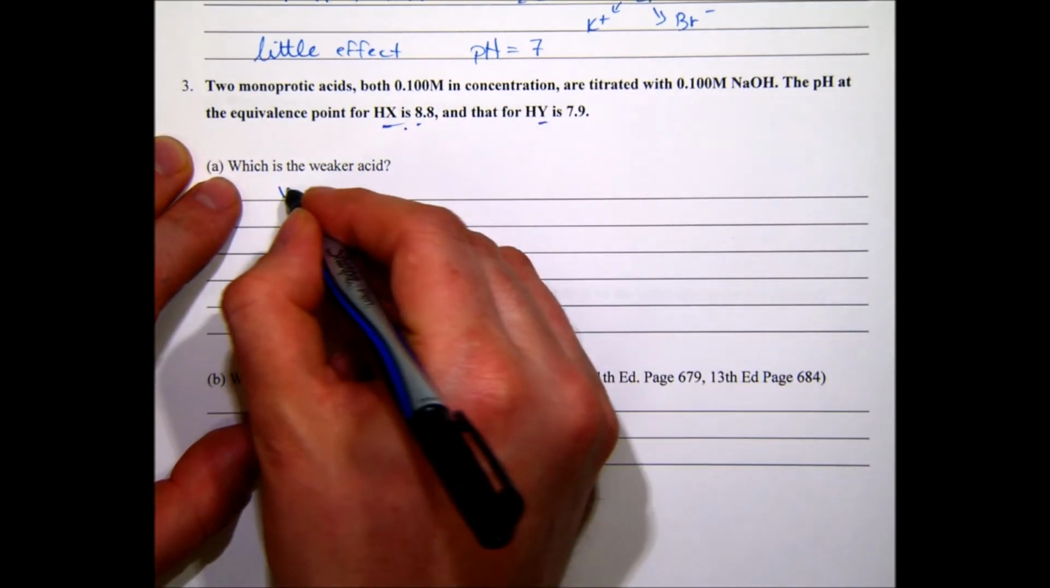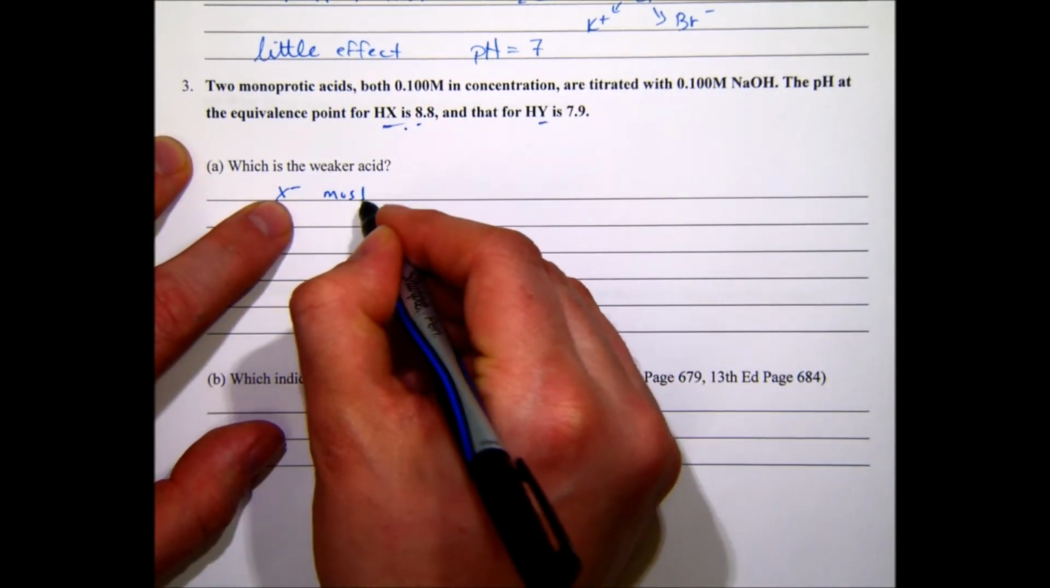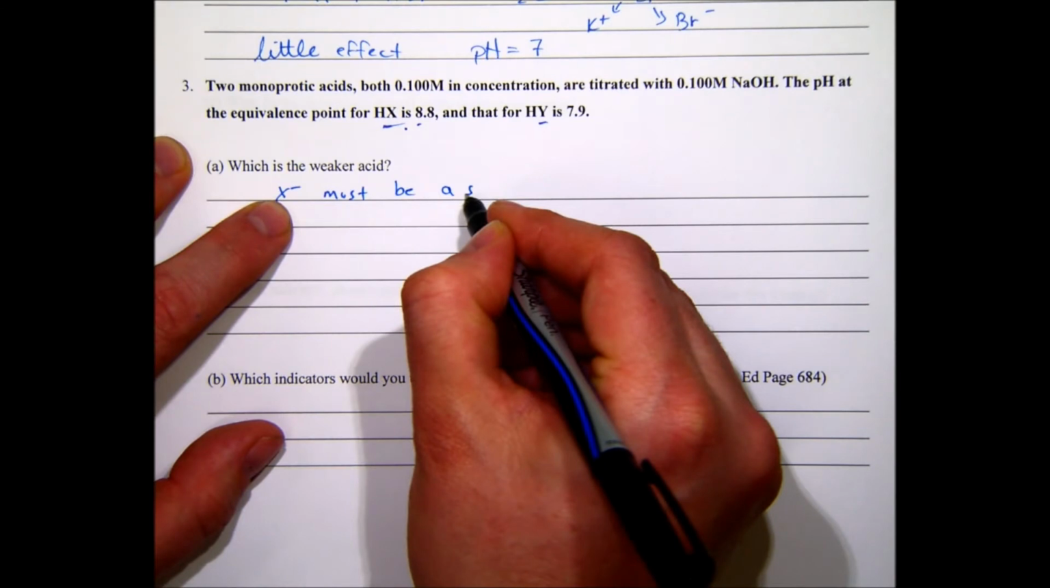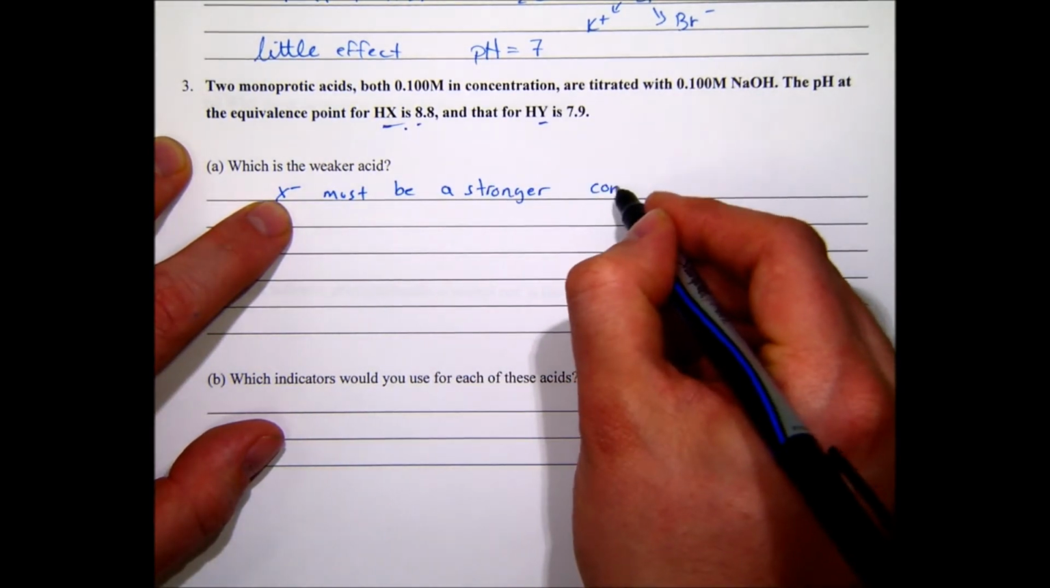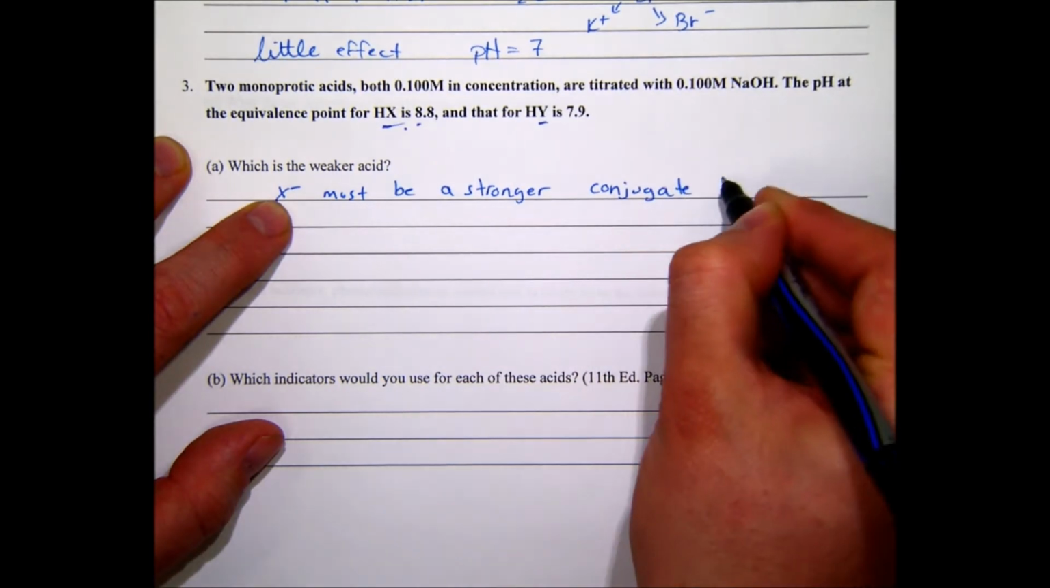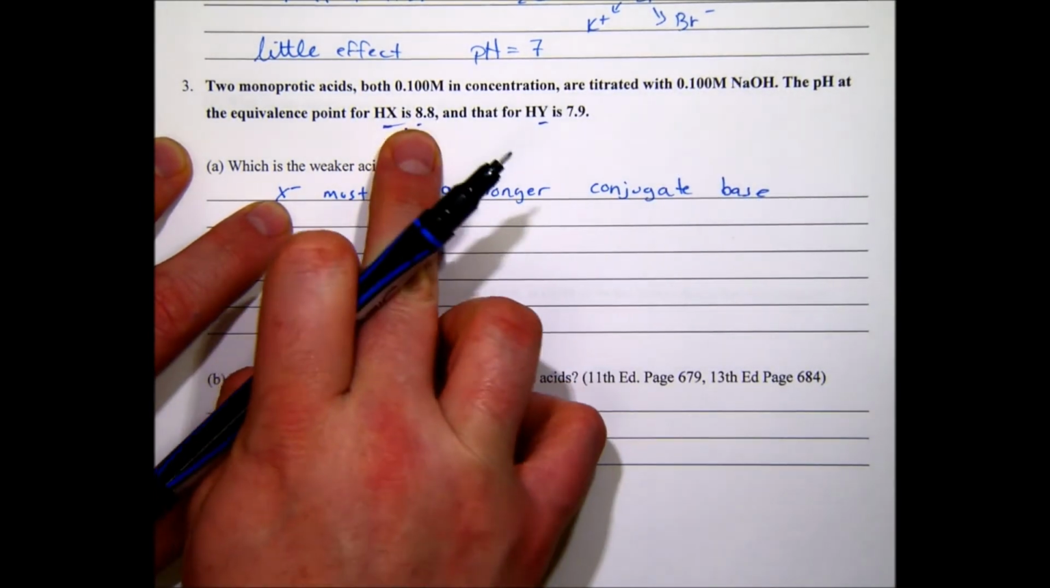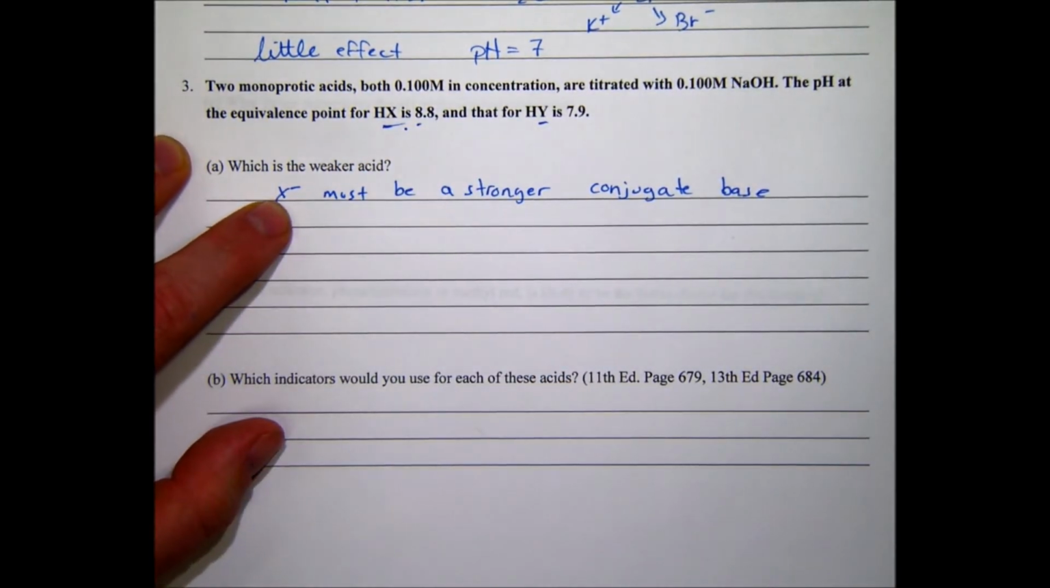That means that X minus must be a stronger conjugate base to make the pH higher than the HY. To have a stronger conjugate base, that means its acid pair was weaker.